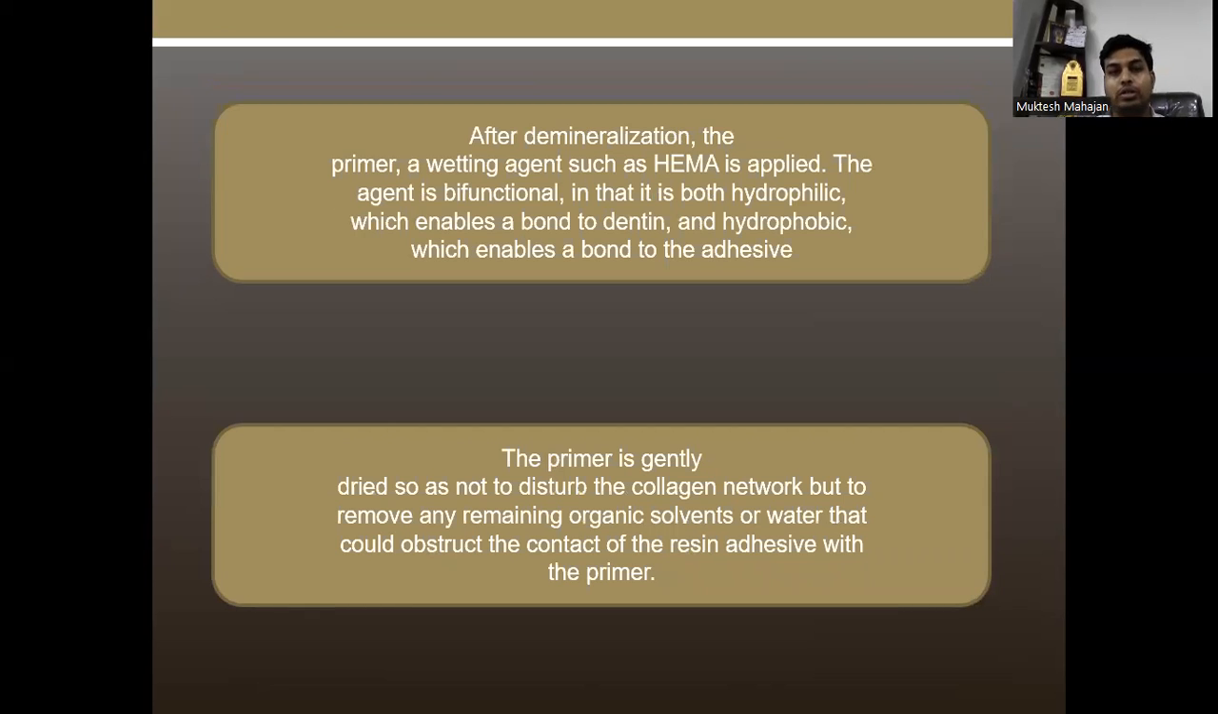After demineralization, the primer or wetting agent such as HEMA is applied. The agent is bifunctional, that is, it is both hydrophilic, which enables a bond to the dentin, and hydrophobic, which enables a bond to the other side. The primer is gently dried so as not to disturb the collagen network, but to remove any remaining organic solvent or water that could obstruct the contact of the resin adhesive with the primer.